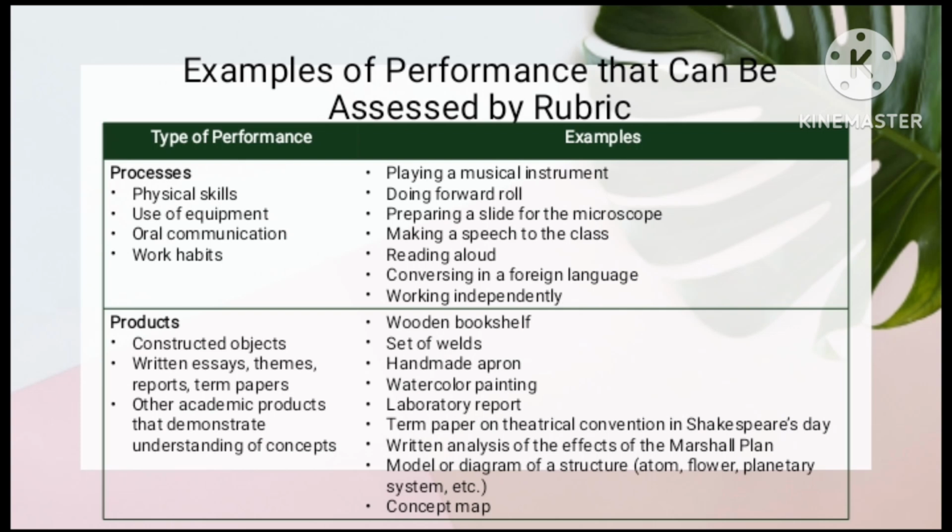Okay, so we have here examples of performance that can be assessed by rubric. So there is type of performance and example. So under type of performance, may mga processes siya, such as physical skills, use of equipment, oral communication, work habits. Example, playing musical instrument, physical skills ni siya. Doing forward roll, physical skills gihapon. Preparing a slide for microscope, use of equipment ni siya, no?